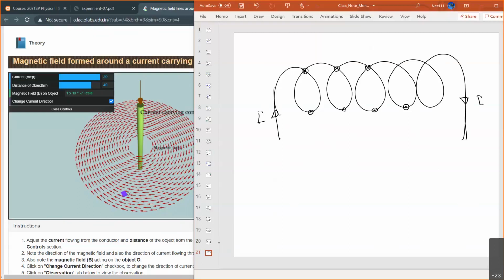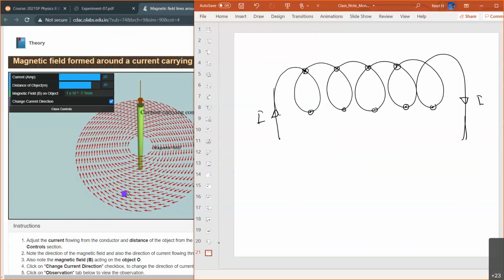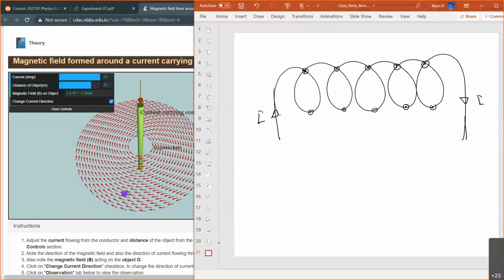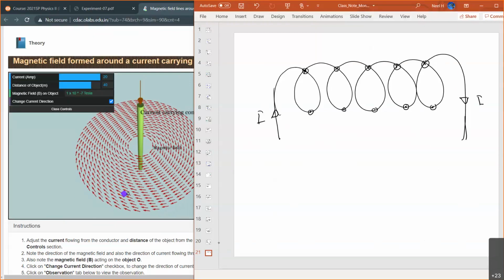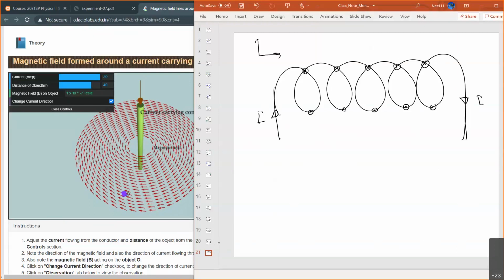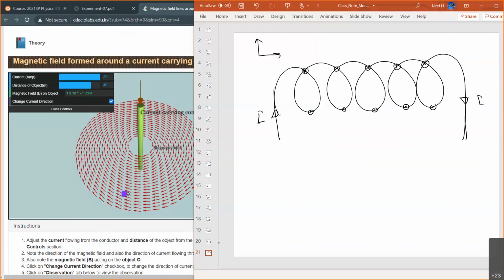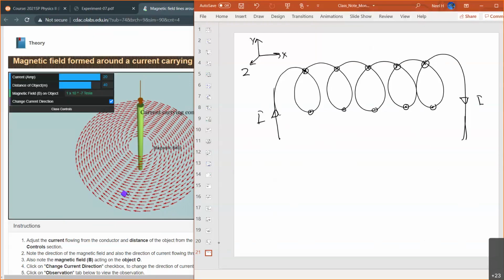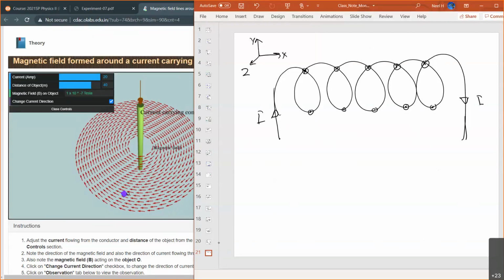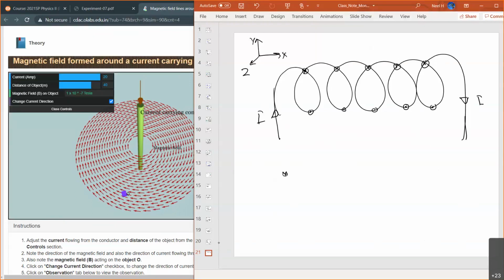Let's take a look at the cross section of this solenoid. If you look at the cross section, it looks like this now. Cross section means you cut along the XY plane, okay. This is X, this is Y, this is Z, okay. You cut along the XY plane and then look at the cross section of the solenoid. Then it looks like current goes in on the top.